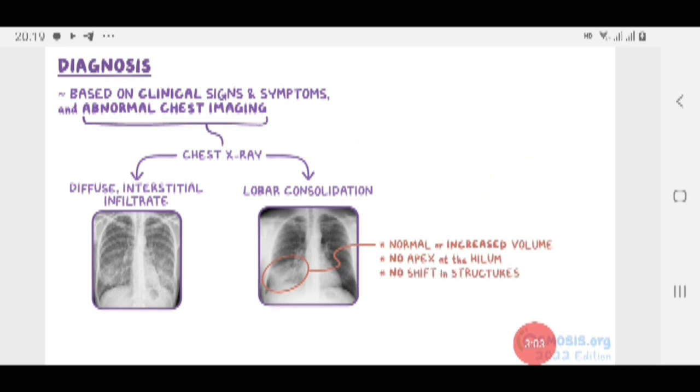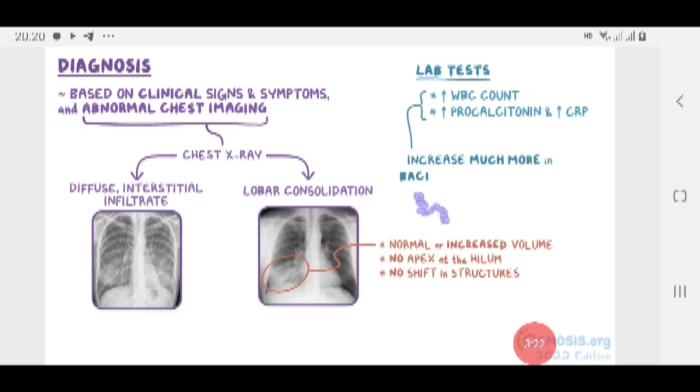Now, in addition to imaging, some lab tests suggestive of pneumonia include an elevated white blood cell count and elevated markers of inflammation, like procalcitonin and C-reactive protein. It's thought that these generally increase much more in bacterial pneumonia versus viral pneumonia.